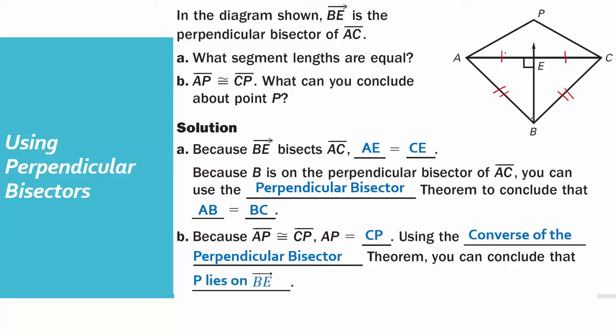So if I were to extend this line BE all the way up through point P, it would divide this segment in half, and we know that P is on the perpendicular bisector because we are given that this line AP is congruent to the line CP.